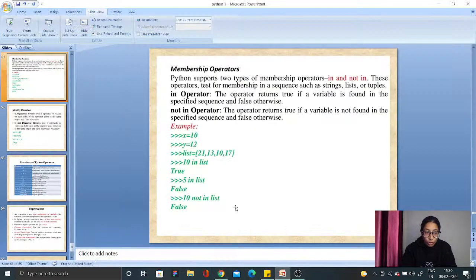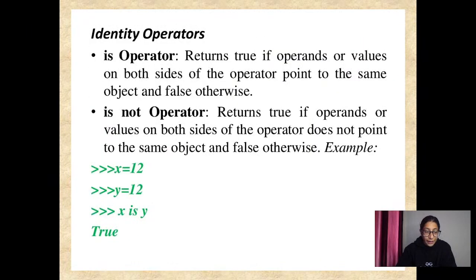Moving forward to the identity operator. What is the identity operator? Similarly to the membership operator, the identity operator also has two basic forms, that is "is" and "is not". What is "is"? It returns true if the operands or values on both sides of the operator point to the same object, and false otherwise.